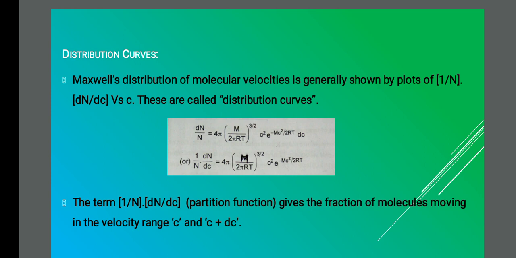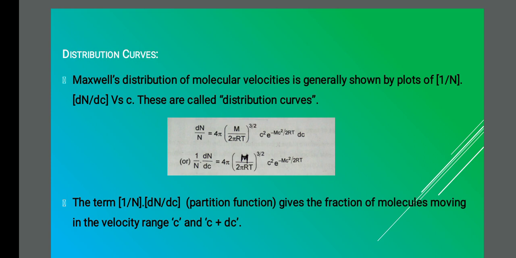The term 1 by n into dn by dc is called the partition function, and gives the fraction of molecules moving with a velocity in the range c to c plus dc. I'll repeat. What we mean by the distribution curve is a curve that shows a plot between the fraction of molecules versus velocity, and it is derived from the equation dn by n is equal to 4 pi times m divided by 2 pi RT the whole power 3 by 2 into c square into e to the power of minus mc square divided by 2 RT into dc.